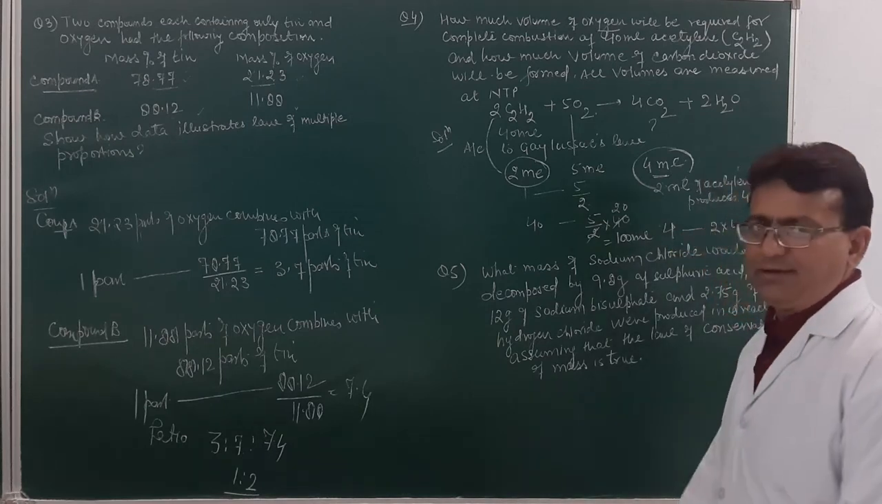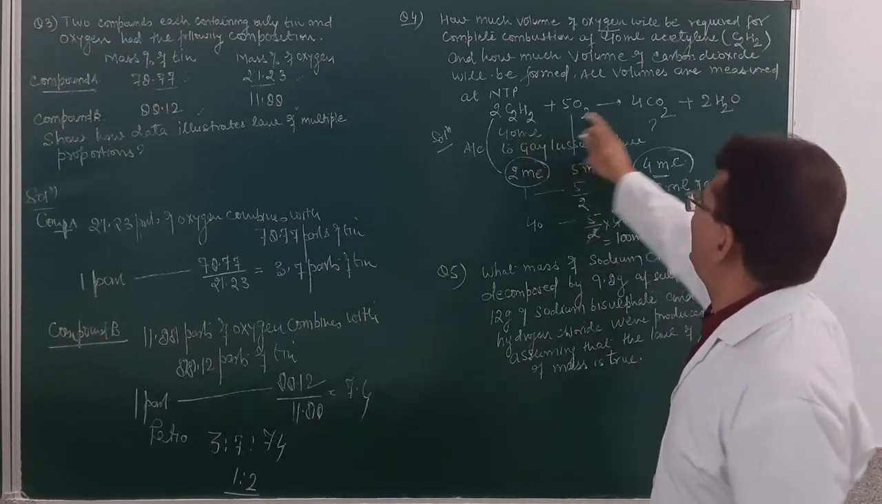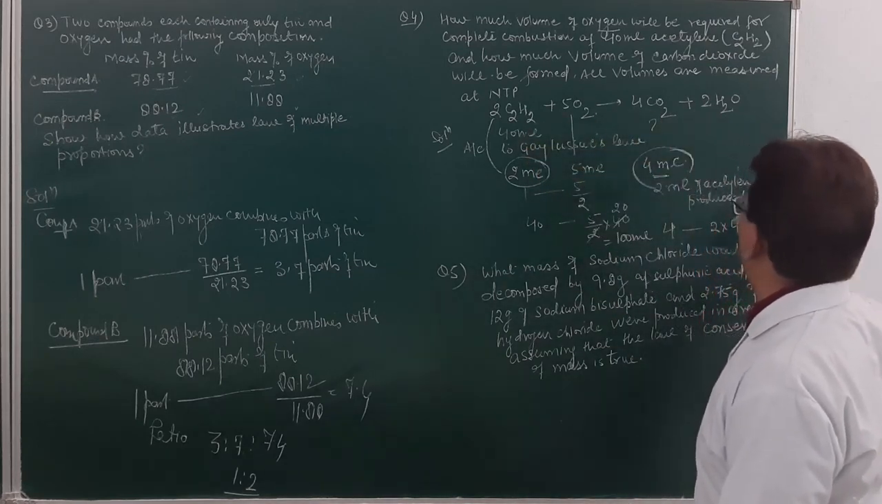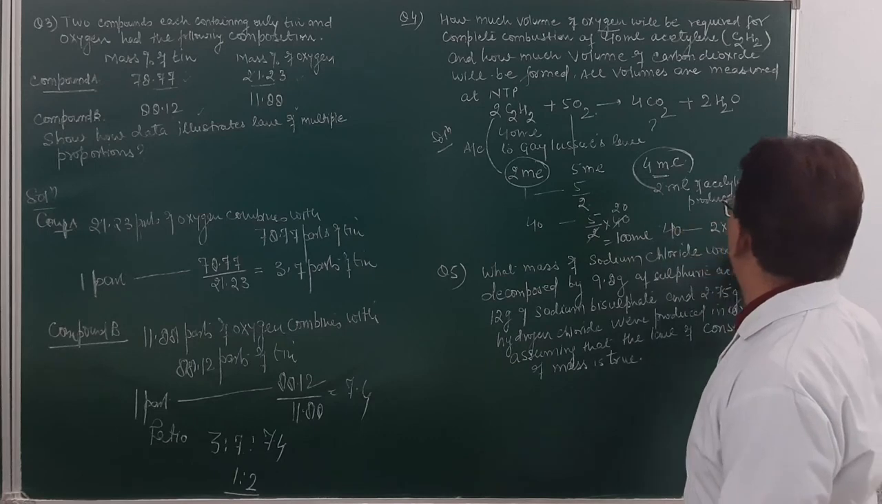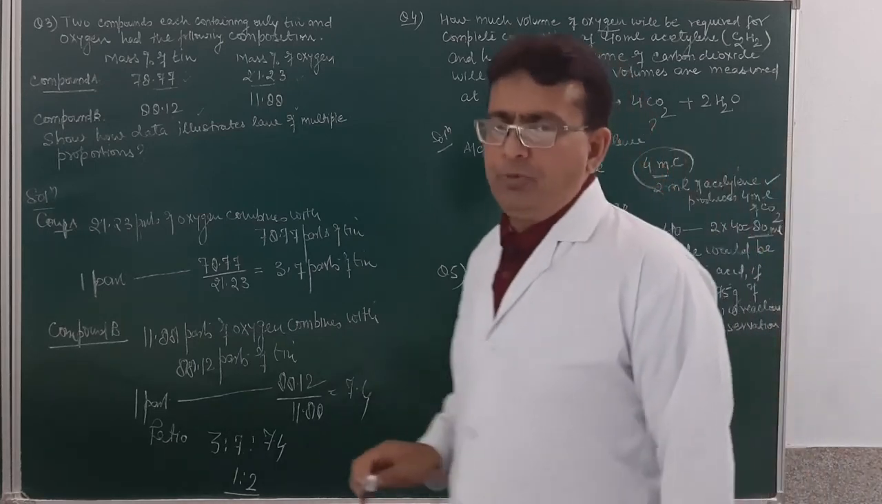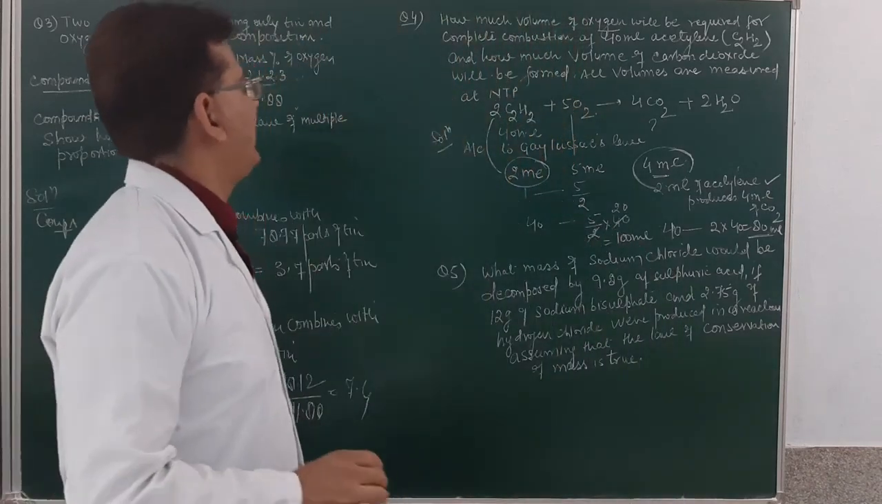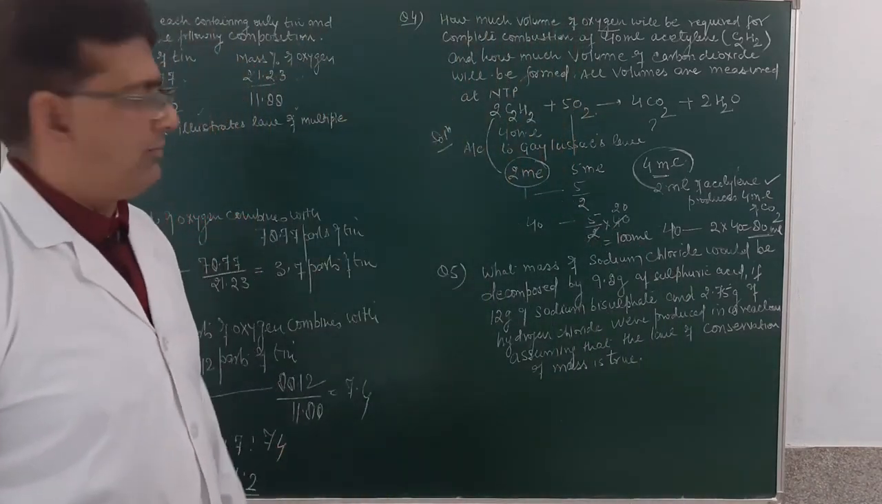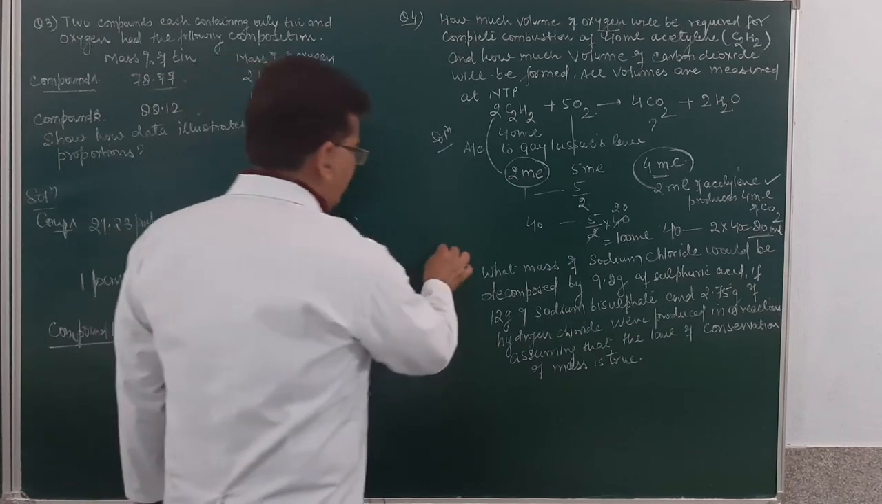Tell me, student, whether it is clear or not. 2 ml of acetylene produces how much? 4 ml of carbon dioxide. So 40 will produce how much? It will be 80 ml. On which principle the law is based? It is based on the Gay-Lussac's law of combining volume. Now look at the last question.